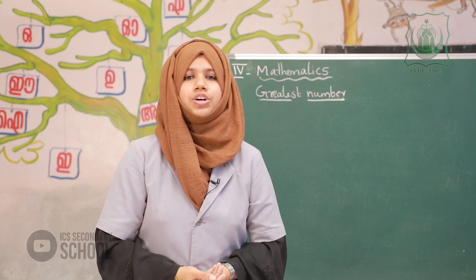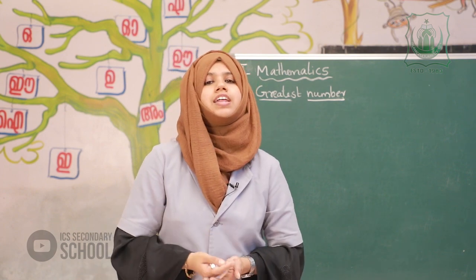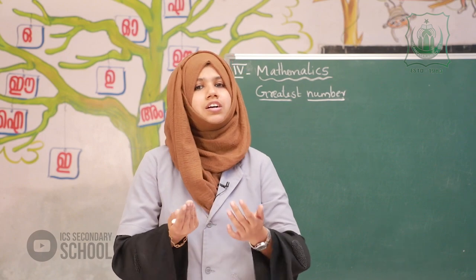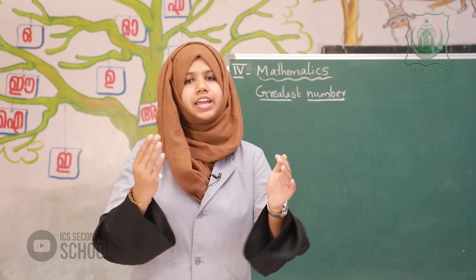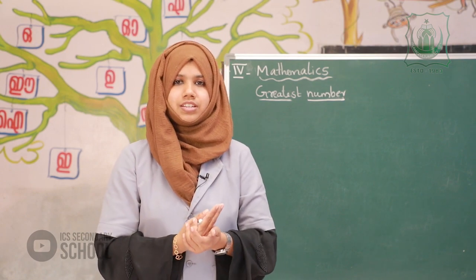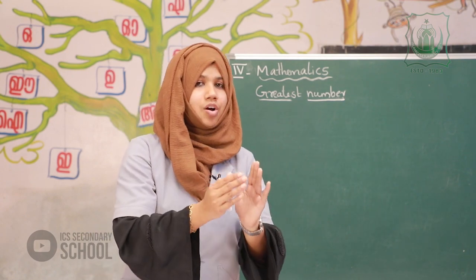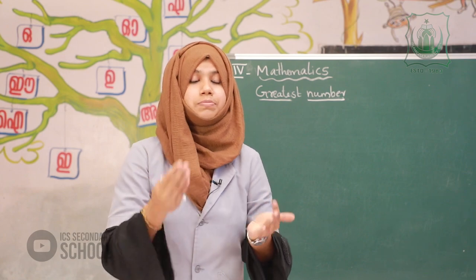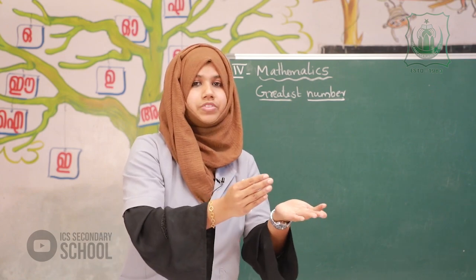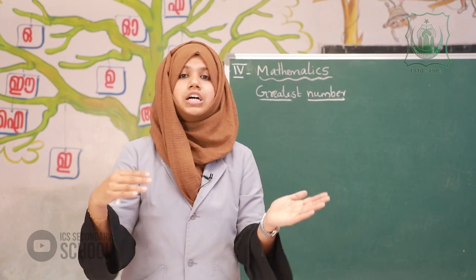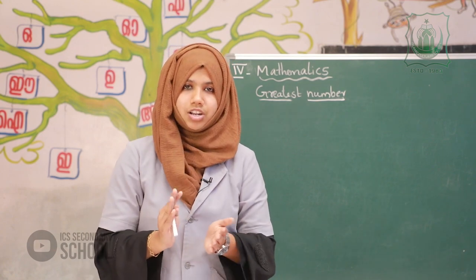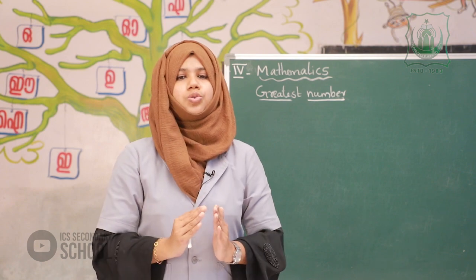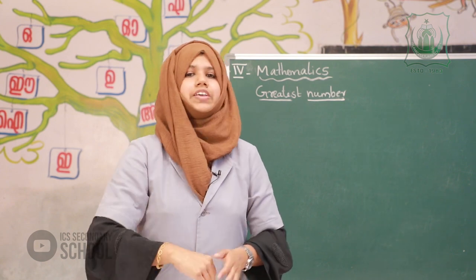Okay, so in the previous class we discussed ascending order and descending order. What is ascending order? Arranging the numbers in ascending order means starting from small to large. What is descending order? Descending order means greatest to small, that means decreasing order.